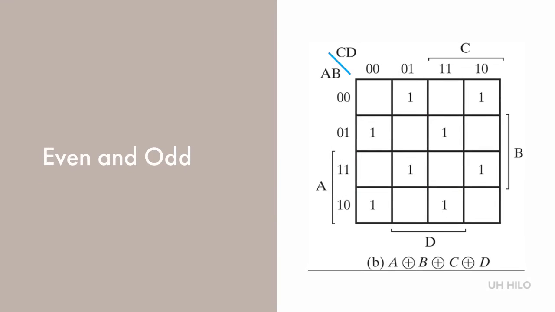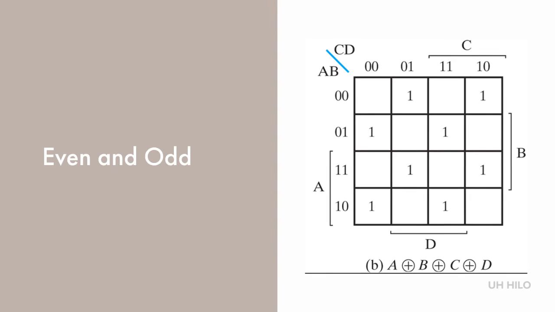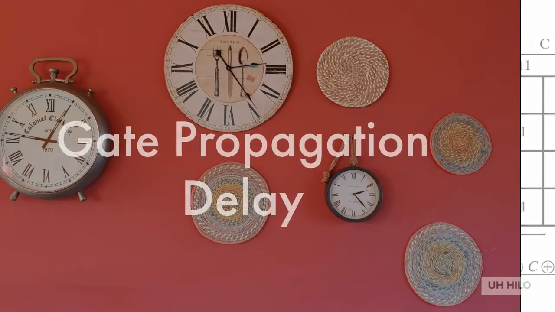If we plot the odd function on a Karnaugh map, we get a very distinct pattern with minterms being a distance of 2 from each other. The minterms not marked with 1s are those minterms with an even number of 1s, so we can use those if we want to construct the even function.